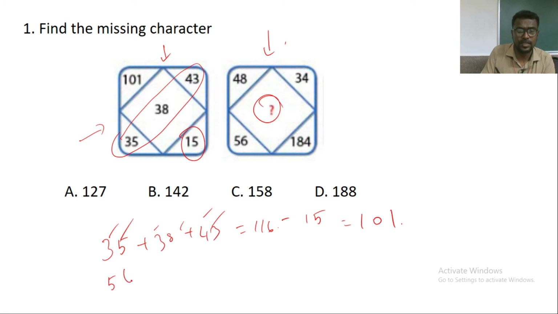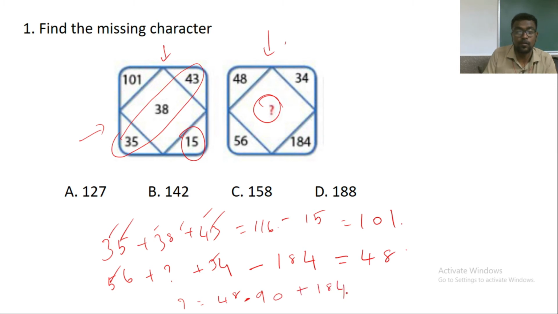So we have to add 56 with the question mark and 34, and then subtract 184, which will give the answer 48. So we have 56 over here, and 34, that is 90. If we take these numbers to the other side, question mark is equal to 48 minus 90 plus 184.